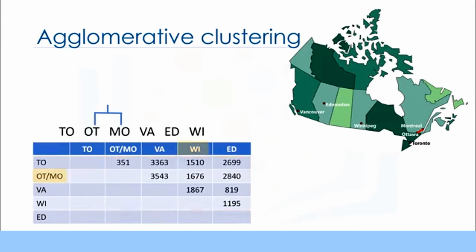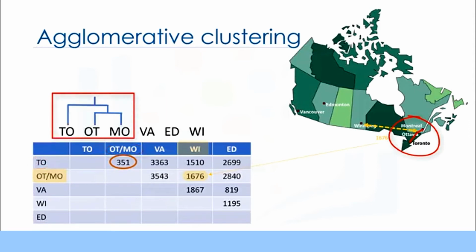But how? For example, how do we calculate the distance from Winnipeg to the Ottawa-Montreal cluster? Well, there are different approaches, but let's assume, for example, we just select the distance from the center of the Ottawa-Montreal cluster to Winnipeg. Updating the distance matrix, we now have one less cluster. Next, we look for the closest clusters once again. In this case, Ottawa, Montreal, and Toronto are the closest ones, which creates another cluster.